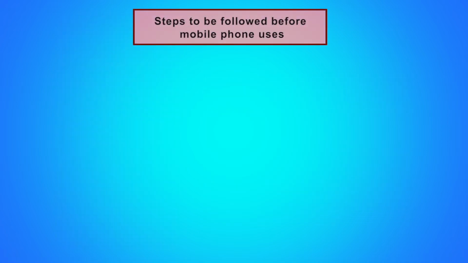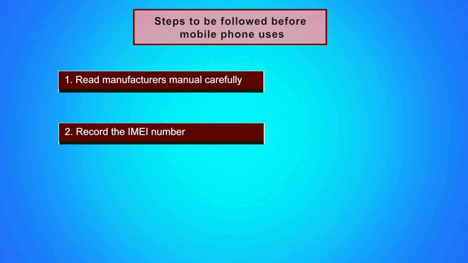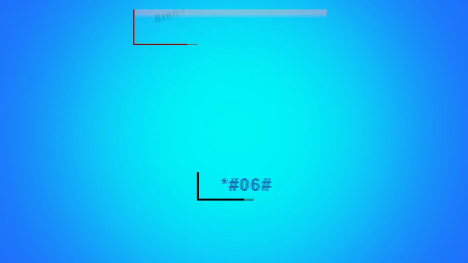Steps to be followed before mobile phone usage. Read the manufacturer's manual carefully and follow the guidelines as specified to set up your mobile phone. Record the IMEI, or International Mobile Equipment Identity number, for tracking your mobile in case you lose it. This is usually printed on the phone below the battery or can be accessed by keying *#06# on most of the phones.